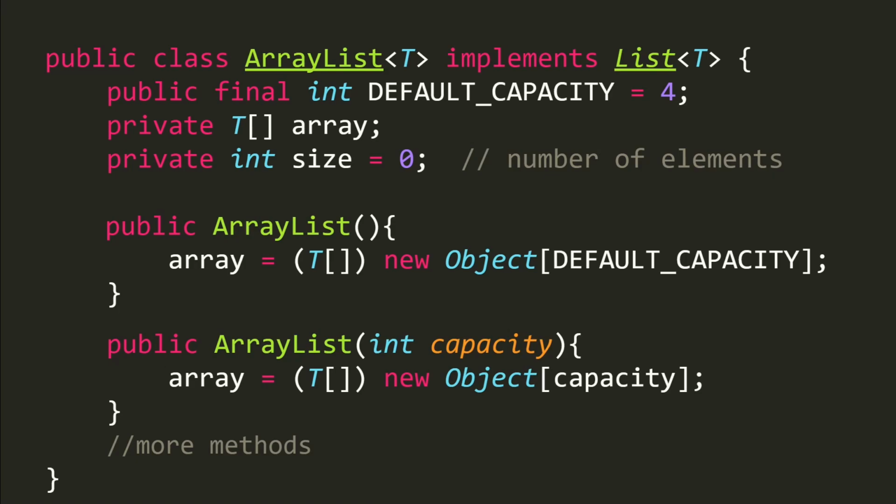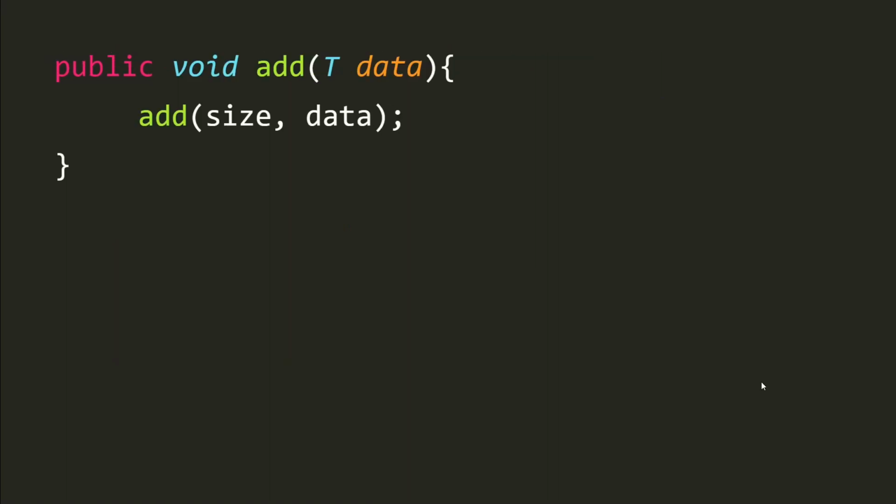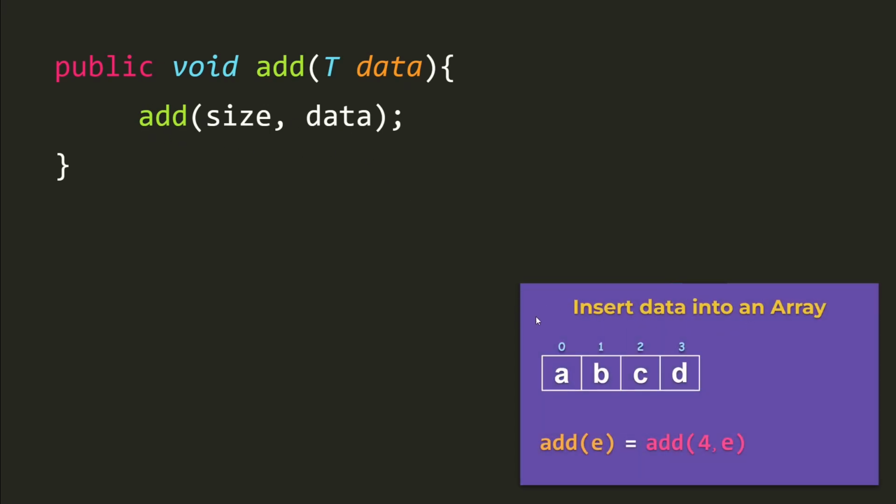So these methods will go under the constructor here. Next up, we have the add method. So let's say we want to add data at the end of the array. And this add will call a different add method, add size and data. And why is that? Well, let's look at this example again. We want to add the letter E at the end of the array. This is equivalent to adding the letter E at index 4. So that's why it's calling add size, comma data. And here the size is 4 because there are 4 letters at the moment.